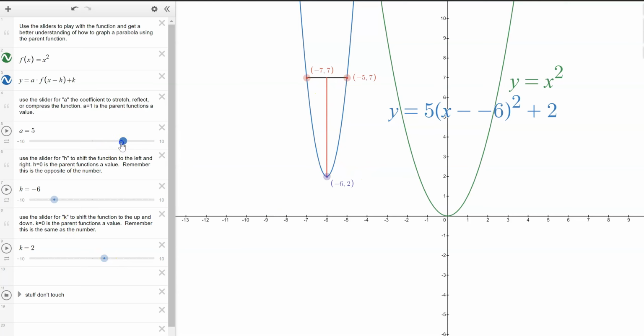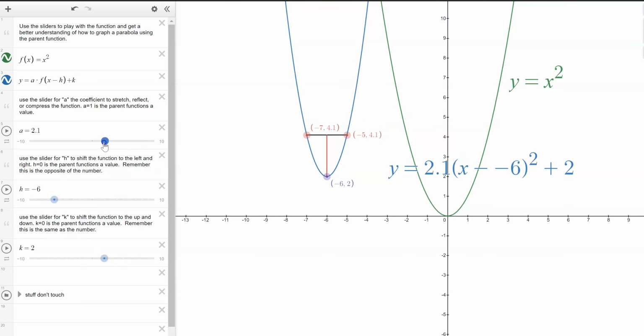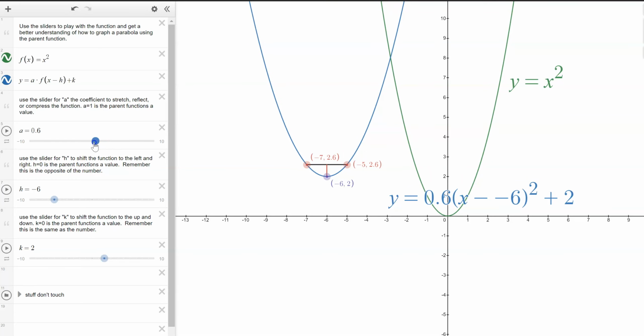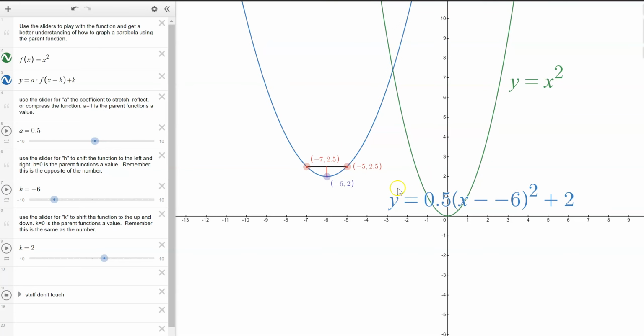Works the same if we have a fraction. So if that had been an a value of, so I can get it to a half. Perfect. There's a half. You can see we're now at negative 6, 2, right? So negative 6 and 2. And then it's up a half. So we go up 1/2 over 1. So you can see we went from 2 to 2.5, negative 6 to negative 5.